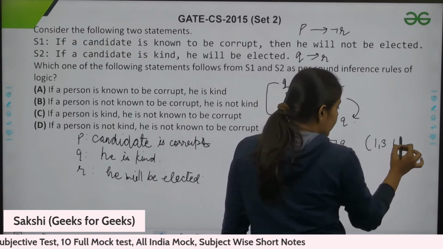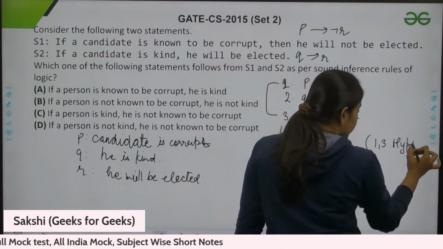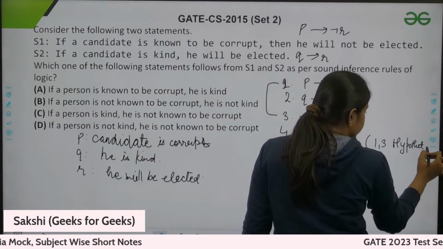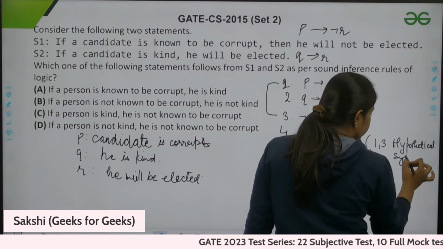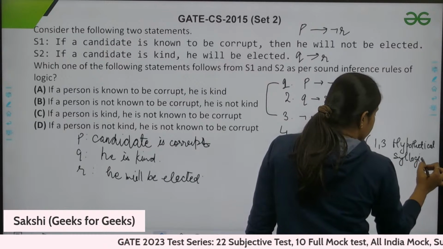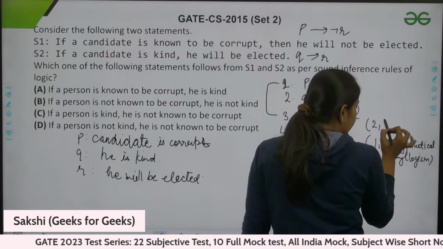1, 3 में हमने लगाया है hypothetical syllogism. Hypothetical syllogism, this rule which we have used here. और इसमें हमने सेकेंड में लगाया कॉन्ट्रापोजिटिव.